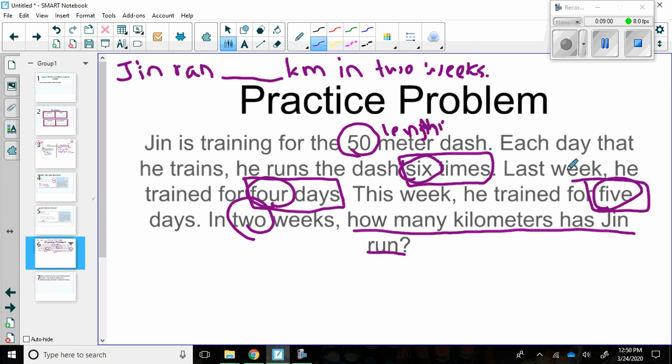And I think it's also important to know that we're talking about his training for the duration of 2 weeks. And we need to box that this answer is going to be in kilometers. Notice that when we talk about this to begin with, it's talking in meters. But when we answer it, we're going to have to convert the answer to kilometers.